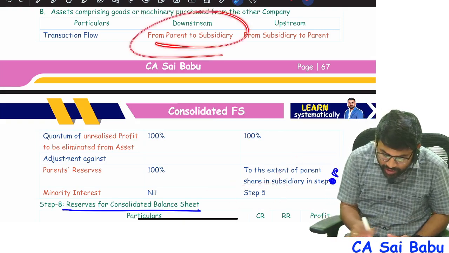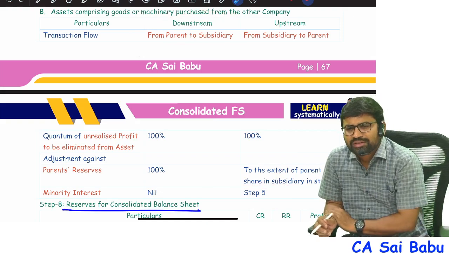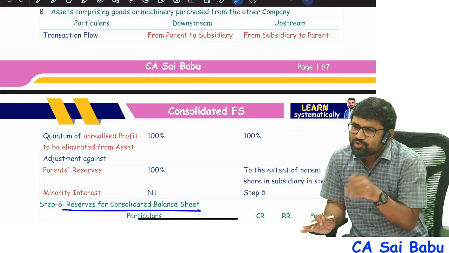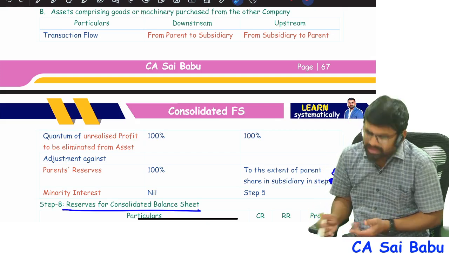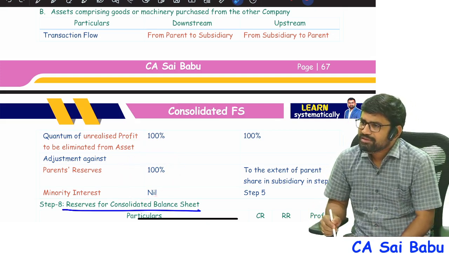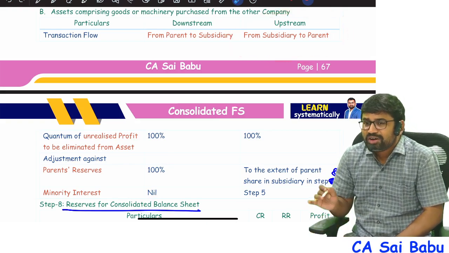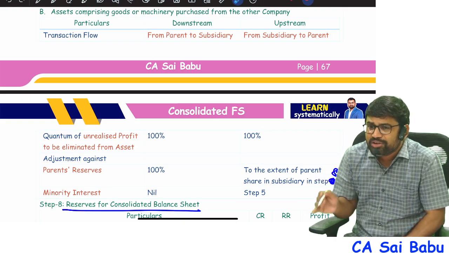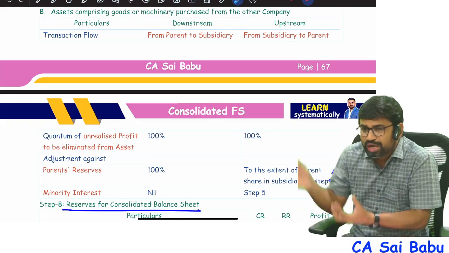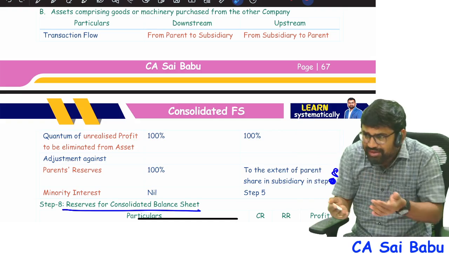But in downstream, who sold the goods? Parent. That means profit is in whose books? Remove from parent, 100%. Sir, when only subsidiary company sold goods, sir, because in the subsidiary company, parent and minority shareholders are the owners. Whatever the profits of the subsidiary company, they will share, na sir.